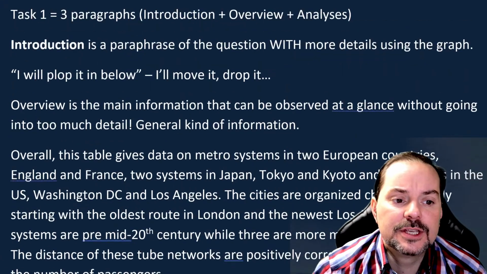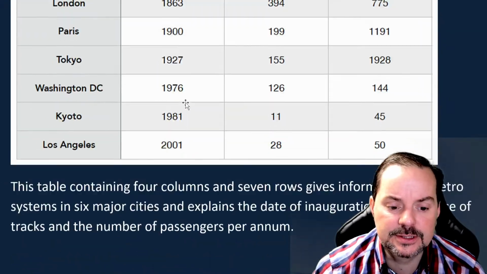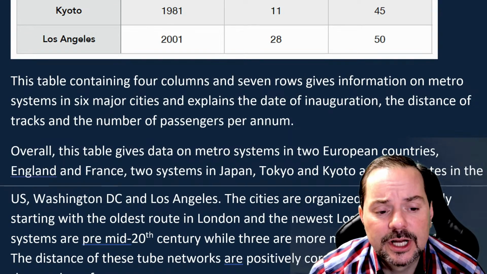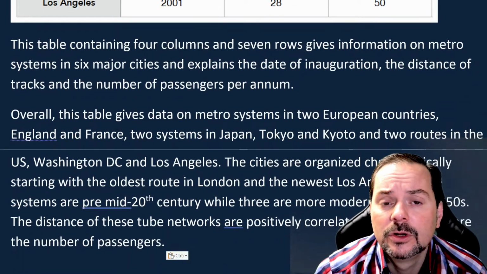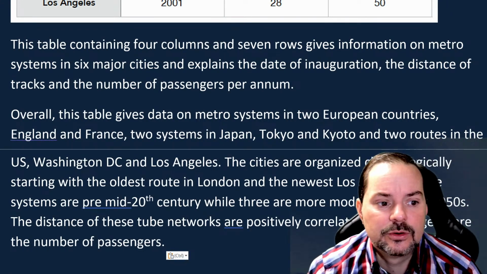Okay, so this is what this looks like, the overview. Let me put this after the introduction, and then I'll read it for you together with the introduction, so you start to get a really good idea of what a high band essay reads like, okay?